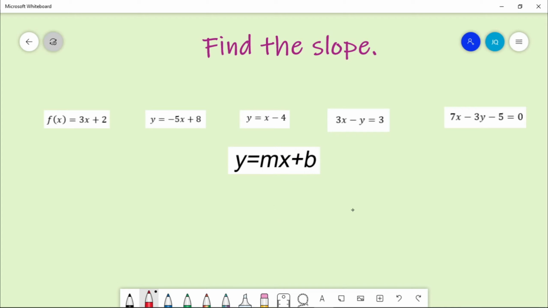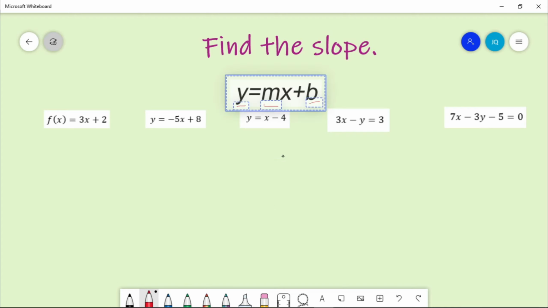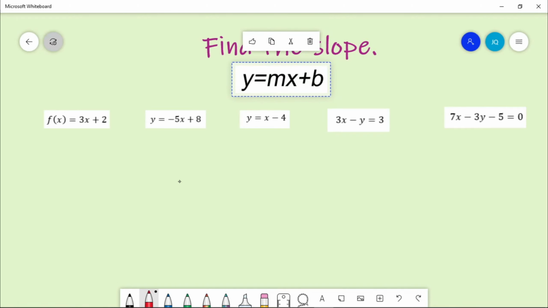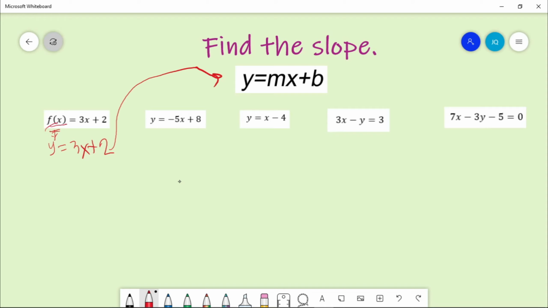So now let's go to the task that we need to do, and that is finding the slope of a line. For the first given, that is f of x is equals to 3x plus 2. The f of x can be written as y is equals to 3x plus 2. f of x, g of x, h of x, these are in function form, and you can rewrite this one into y is equals to 3x plus 2 so that it would look like the slope-intercept form.